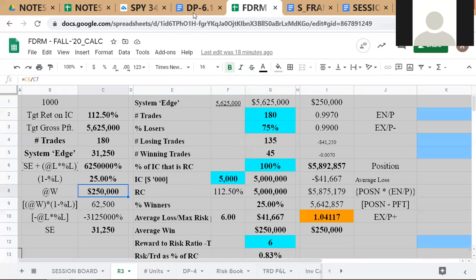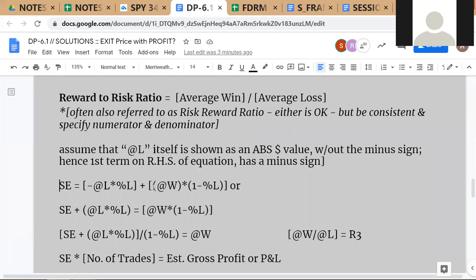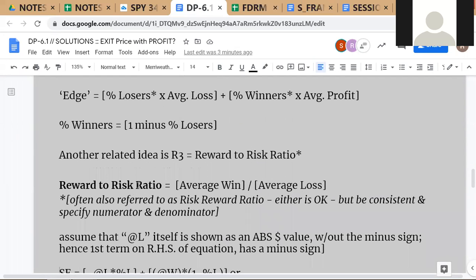Now, this is another thing that you have to learn. I'll just explain one more point before ending today. This is an important term, sometimes called the risk reward ratio, but mainly I think we would refer to it as R3. We just call it R3.